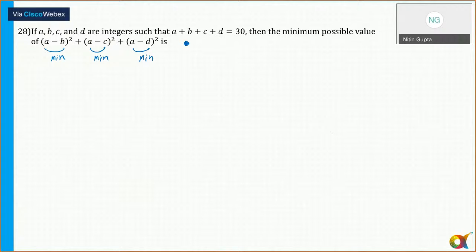So I'll say a plus b plus c plus d is equal to 30, so the average of these four numbers is 30 by 4. This should be as close as possible. So 30 by 4 is 7.5. So I can probably take two of the numbers as 8 and two numbers as 7. इससे ज्यादा क्लोजनेस हो सकती है क्या? Please tell me, all of you. No. So a minus b, 8 minus 8, that is 0 square. a minus c, 1 square. a minus d, 1 square. The answer is 2.